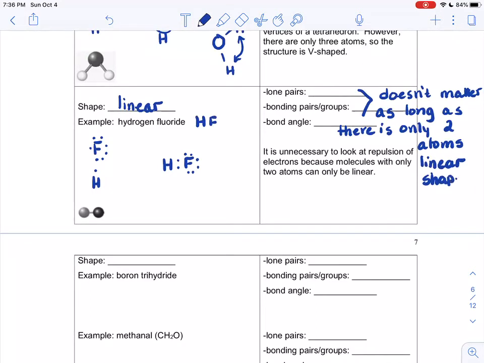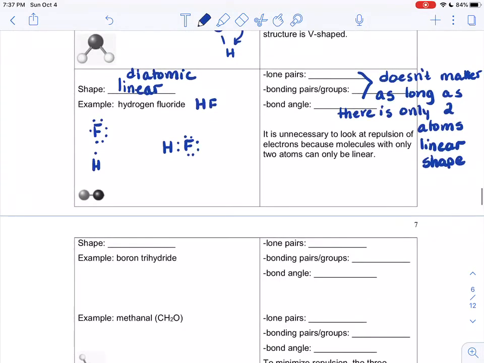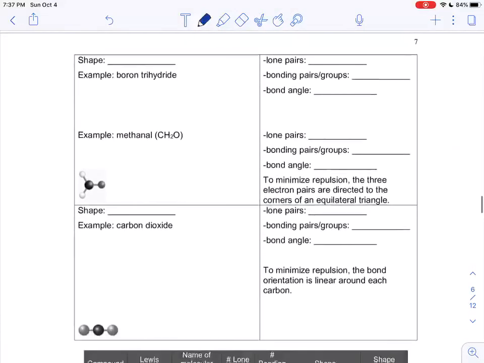Now, this is sometimes called diatomic linear, and all it means is that there are 2 atoms making the linear shape. Sometimes there's more than 2 atoms that make the linear shape. You'll see another example when we do this. And when that happens, we just call that triatomic linear. But for my purposes, linear is good enough. So you don't have to mention that it's diatomic or triatomic linear.